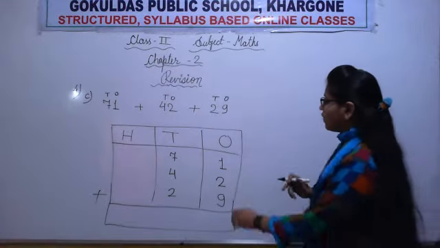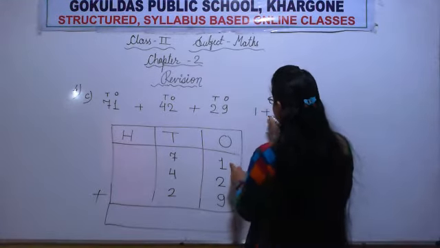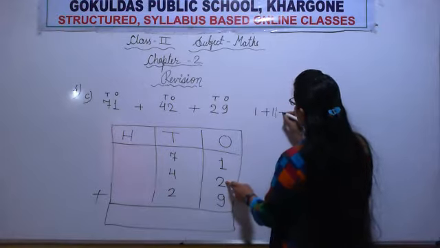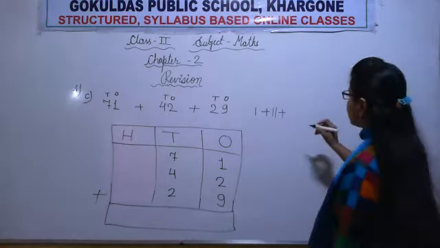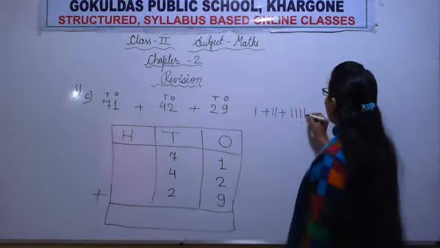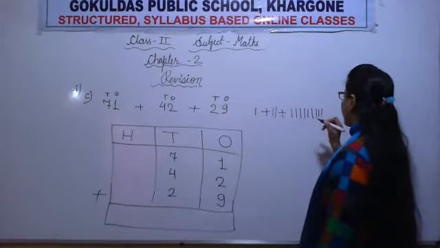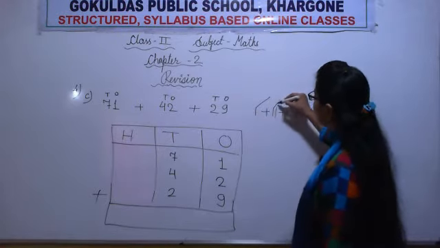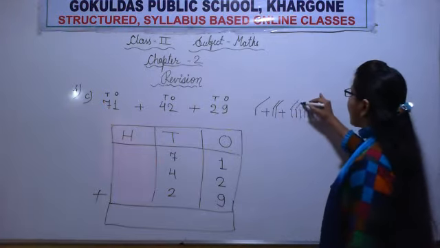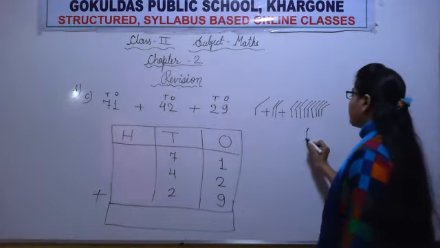So let's solve this ones column. 1 is there, so 1 stick. 2 is there, so 2 sticks. Now 9 is there, so we will draw 9 sticks. 1, 2, 3, 4, 5, 6, 7, 8 and 9. Okay, let's count. How many total sticks? 1, 2, 3, 4, 5, 6, 7, 8, 9, 10, 11 and 12.